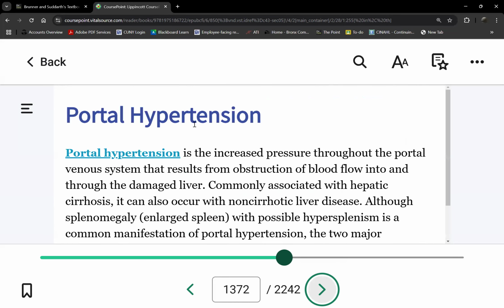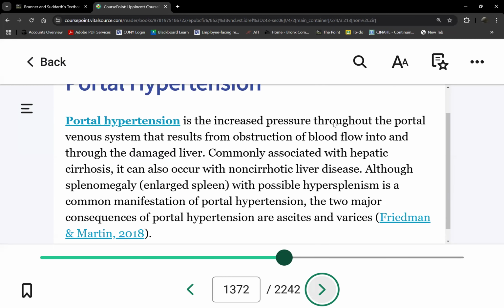So after jaundice, we have portal hypertension. Now, this is increased pressure throughout the portal venous system. Again, this is because in alcoholic cirrhosis, also called Laennec's cirrhosis, spelling for Laennec's is L-A-N. Laennec's, or just call it alcoholic cirrhosis.